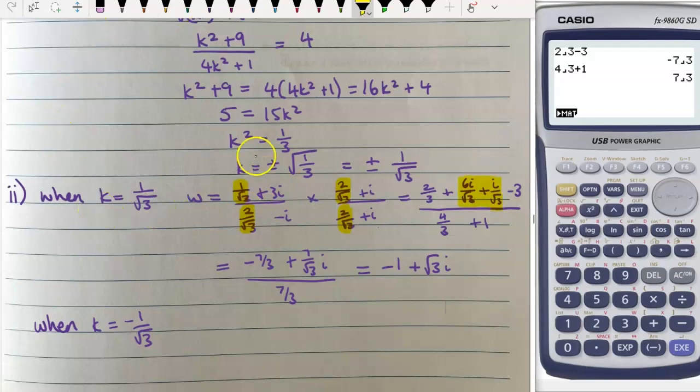On the bottom, the 2 over root 3 bit, it will be a negative times a negative, so it'll still be a positive. Okay, so the only bit that's changed is the bit to do with i, the complex, the imaginary part. So this bit here is where the sign will change, so it'll change on this bit in our final answer, but the numbers themselves don't change, so we've just saved ourselves a little bit of effort there. So when k is minus 1 over root 3, w will be minus 1 minus root 3i.